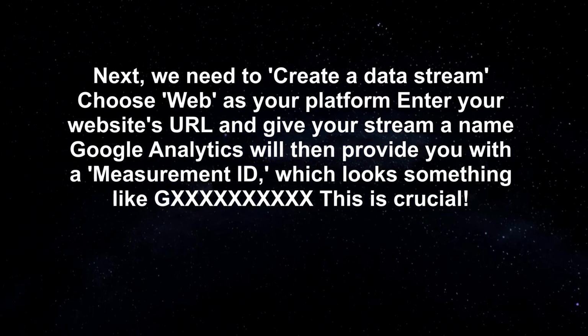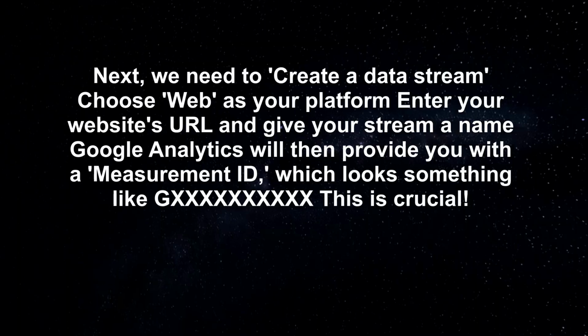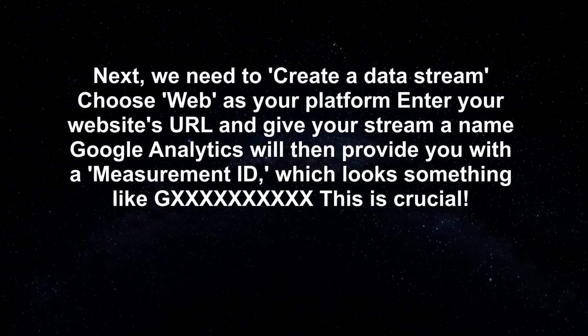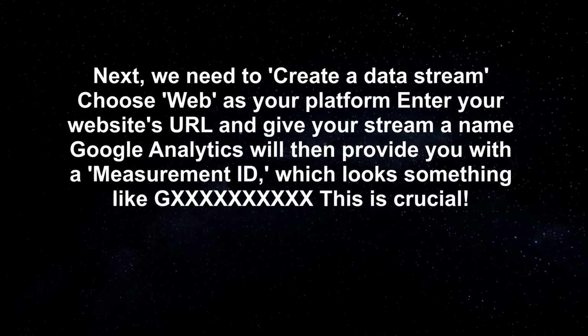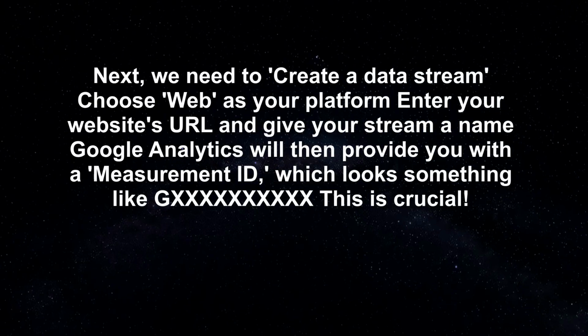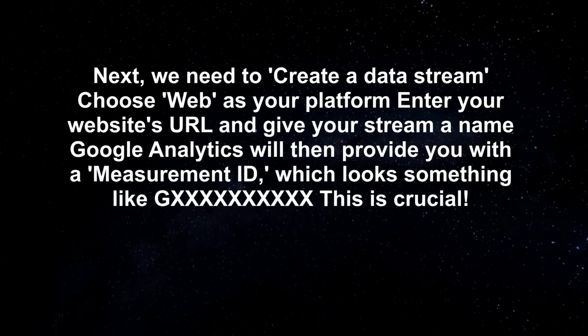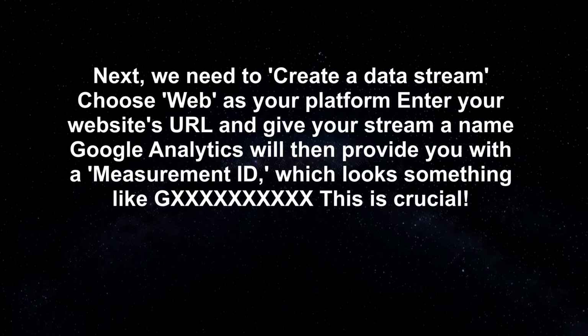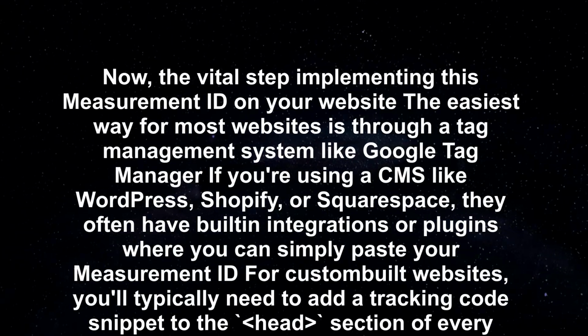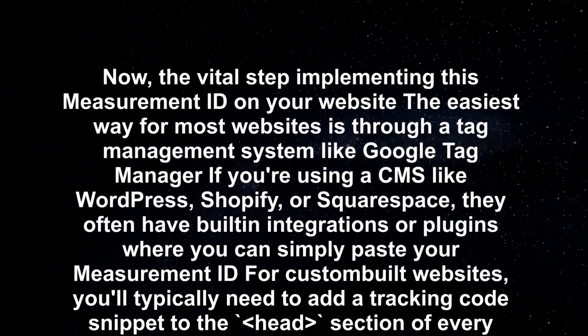Next, we need to create a data stream. Choose Web as your platform. Enter your website's URL and give your stream a name. Google Analytics will then provide you with a measurement ID, which looks something like G-XXXXXXXXXX. This is crucial. Now the vital step: implementing this measurement ID on your website.